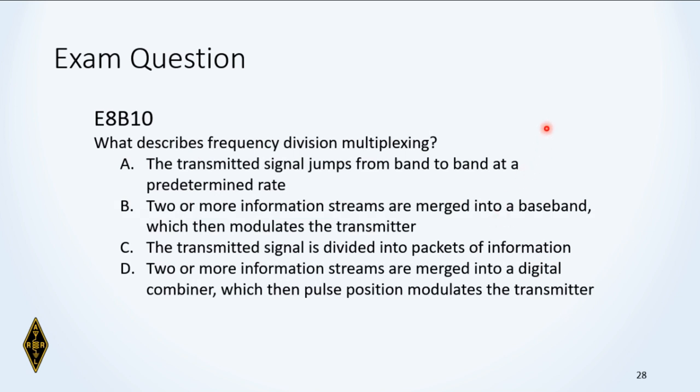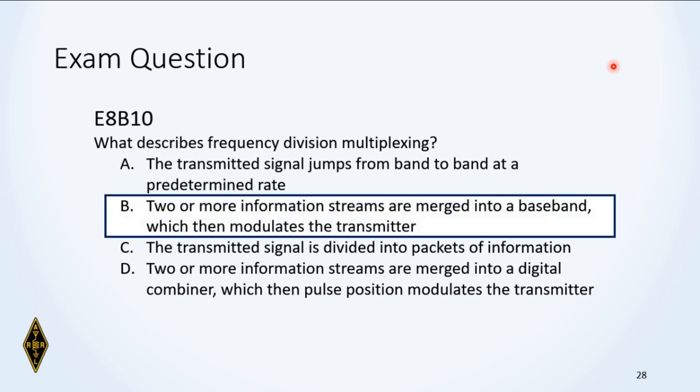What describes frequency division multiplexing? Now we have to think about what we learned about frequency division multiplexing. It's usually analog and it usually uses subcarriers. B, two or more information streams merged into a baseband, which then modulate the transmitter. They don't call it subcarriers here, but that's what this is.